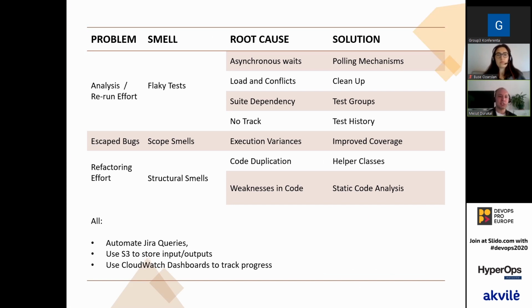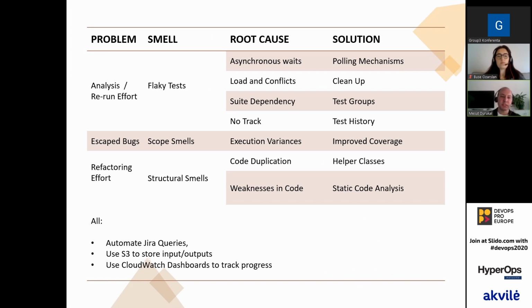So catching the bug in time is really important in this manner. And the last category of our problems is the refactoring efforts related to the code quality in our test framework. And we found the test smells causing these situations. Those are the flaky tests, scope-related tests, and structural code quality smells. And we find the root causes, and we try to develop some solutions.